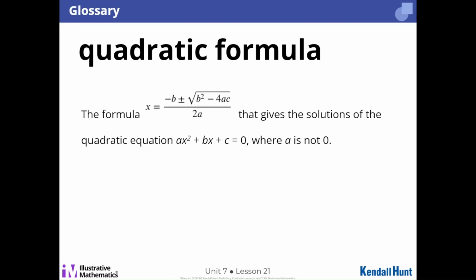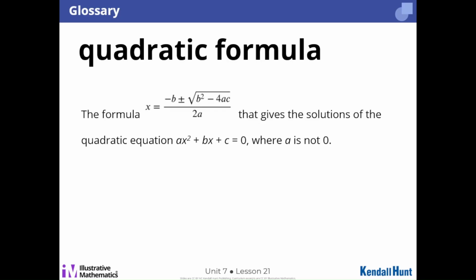Our glossary term for this lesson continues to be the quadratic formula. The formula itself is x equals negative b plus or minus the square root of b squared minus 4ac, all divided by 2a. In order to use the quadratic formula, you need to have a standard form quadratic equation, and you need to have that equation set equal to 0.